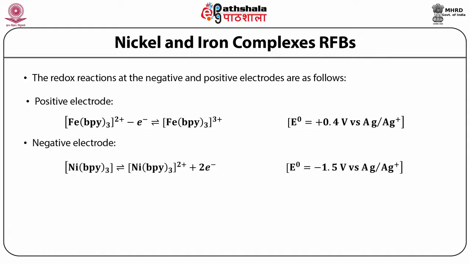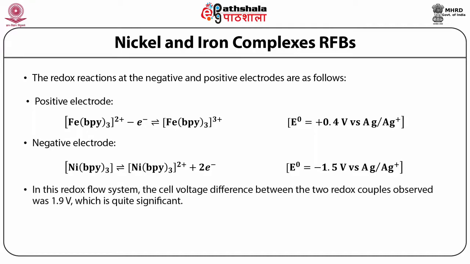Ni(bpy)3 gives Ni(bpy)3 2+ plus 2 electrons with E naught equal to minus 1.5 volts versus Ag+. In this redox flow system, the cell voltage difference between the two redox couples observed was 1.9 volts, which is quite significant.